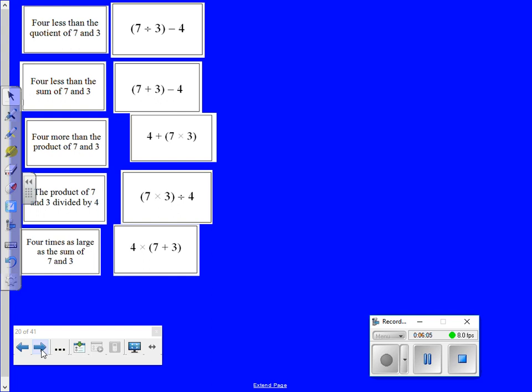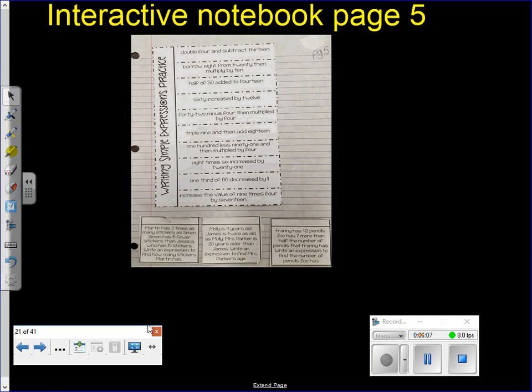All right, the next thing you're going to do is do interactive notebook page 5, which should look something like this. Every one of these and these 3 at the bottom are all flaps. You're going to glue down the tabs. You're going to glue down this part and then each of these top parts and write your answers underneath all of the flaps. When you have all the answers done, you will look at my interactive notebook to check your work.